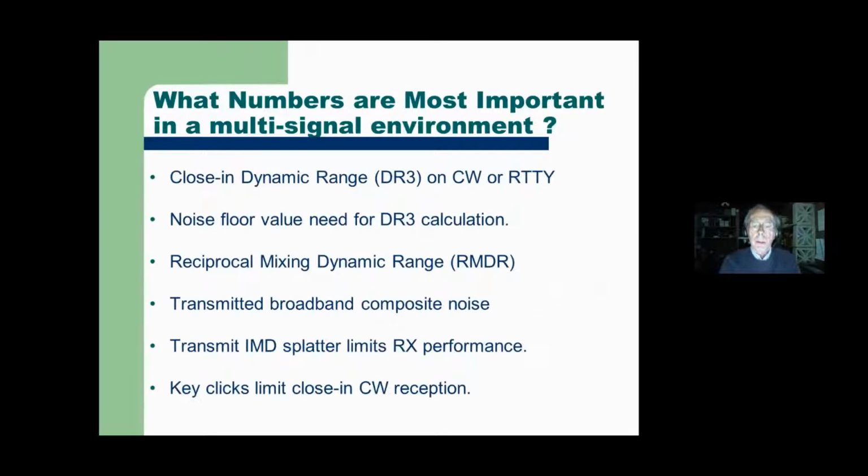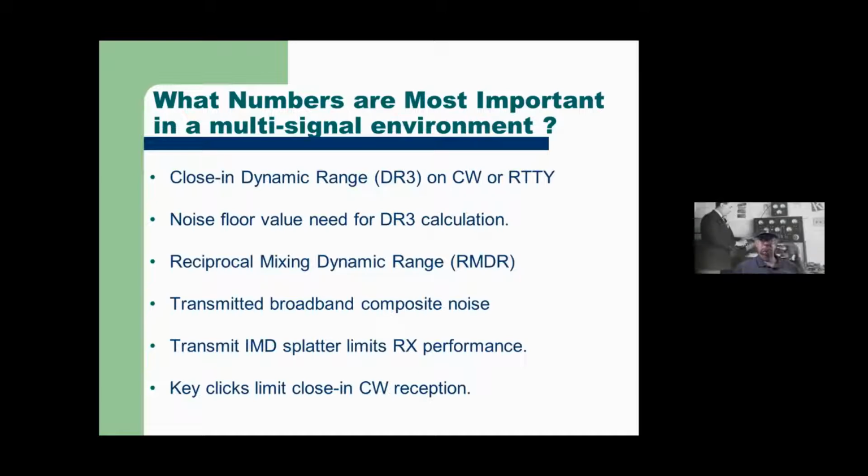So here's some numbers that we should look at and be talking about today. Close-in dynamic range, and that's particularly important in CW and RTTY. The noise floor, even though I said the noise floor is not a big problem because they're all good enough, but we need that number to calculate dynamic range. Reciprocal mixing, that's kind of a new term that the League invented about 2012, to mean that if the phase noise of your local oscillator is noisy and that's the limit, we come up with this term, reciprocal mixing dynamic range, and I'll show you a little graphic on that.